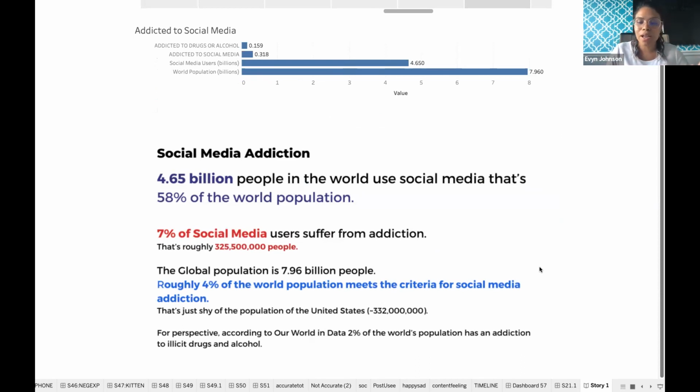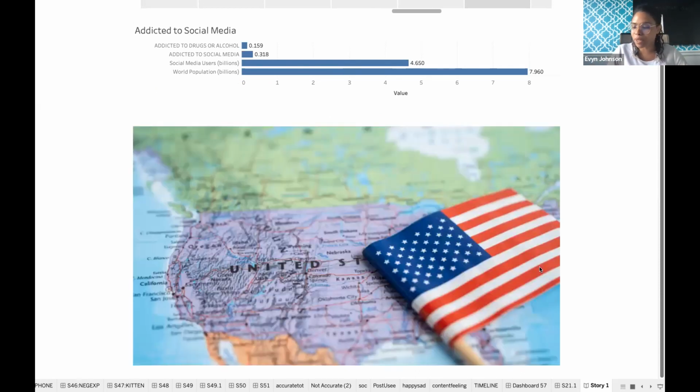Now, those are a lot of numbers. So to put that in a little bit of perspective for you, the number of people who suffer from social media addiction is roughly the population of the United States. And I said 4% of people suffer from addiction. Only 2% of people suffer from addiction to drug and alcohol. So back to what I said at the very beginning, social media is probably the world's most addictive drug.